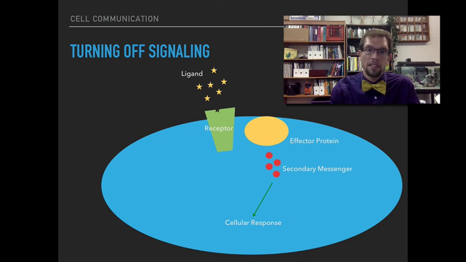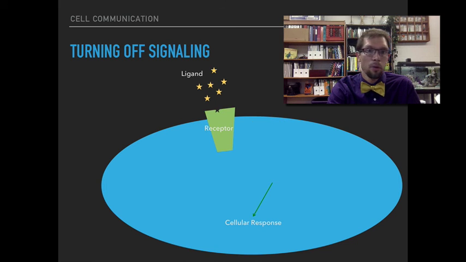Finally, once you have the signal turned on, you don't want the signal generally running the entire time. So eventually you're going to want to shut the signal off. There's a number of ways you can do this. You can remove the ligand, so now you no longer have anything that's activating this signal transduction pathway. Alternatively, you could remove the receptor, so that you can bring the receptors in and degrade them or store them for later, and then the cell is no longer able to respond to this particular ligand.